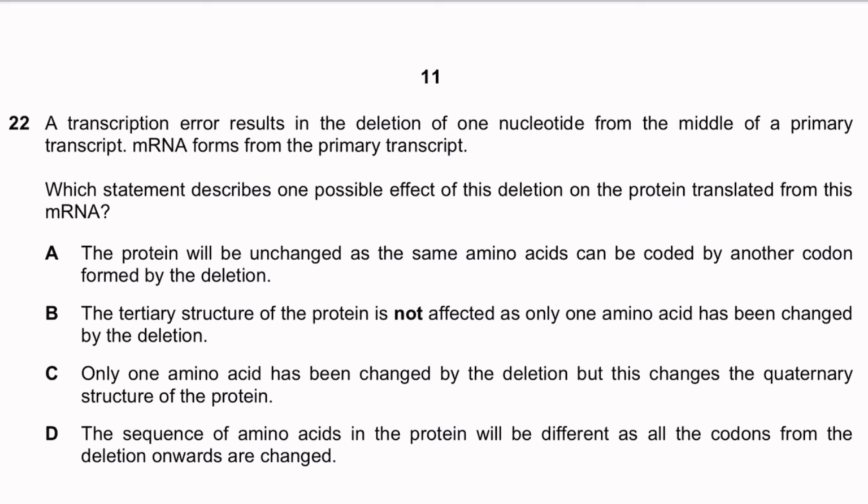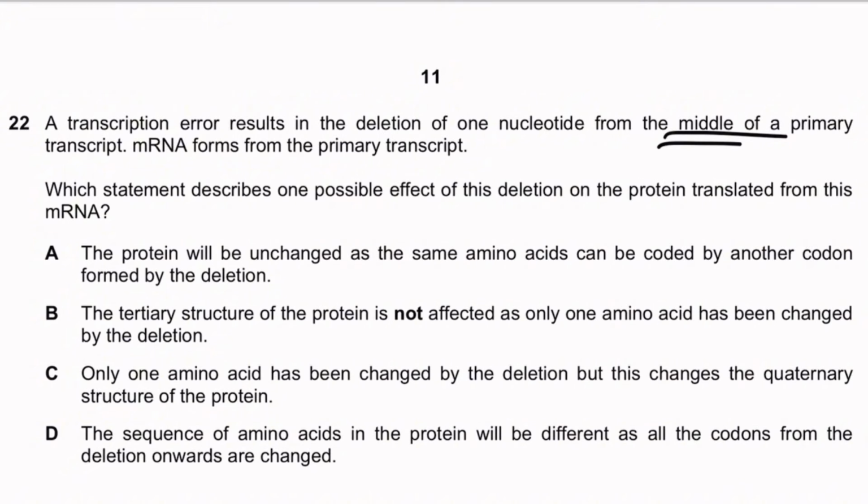So the protein would be unchanged, as the amino acids can be coded by another codon formed after the deletion. I think that when you remove one nucleotide, this removes one letter, and when you remove one letter, this could cause the whole thing to shift. So it's called a frameshift mutation, or it could be that there's a deletion just at the end maybe. But since it's mentioned in the middle, I feel like it will cause the whole thing to shift, and so it may change a bunch of amino acids.